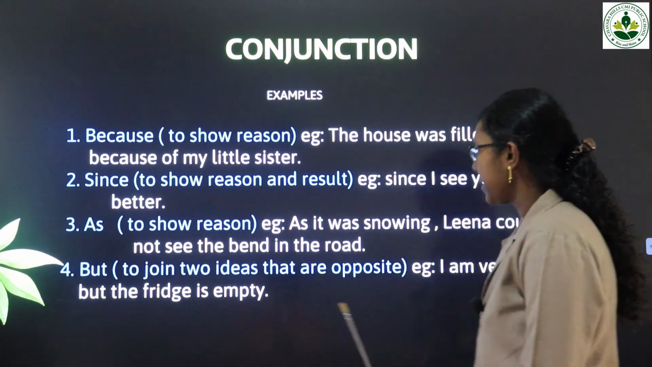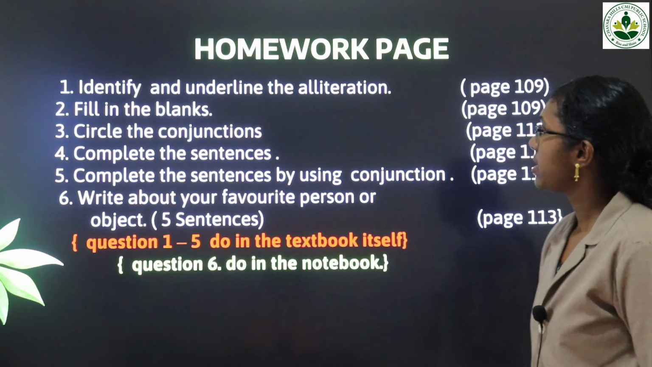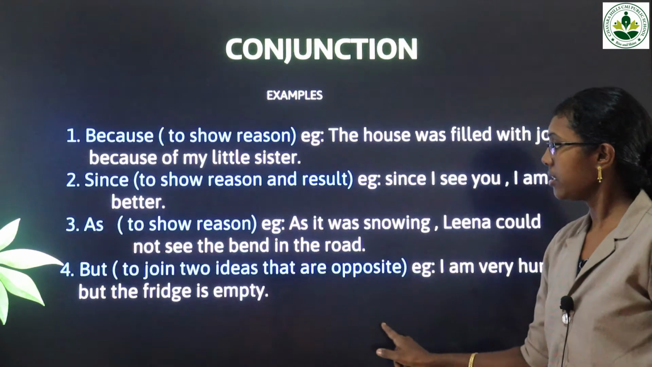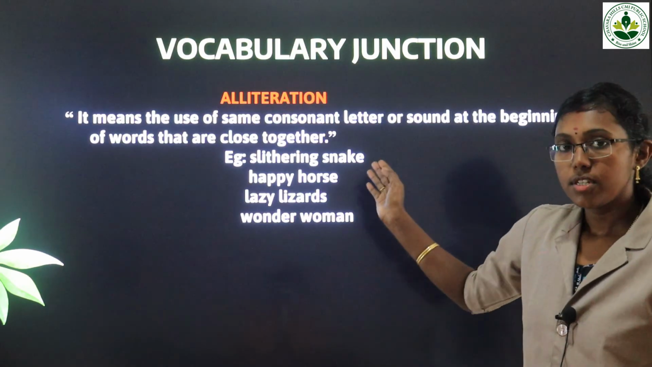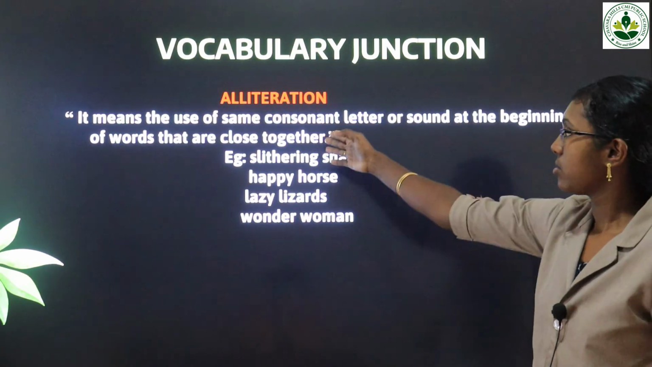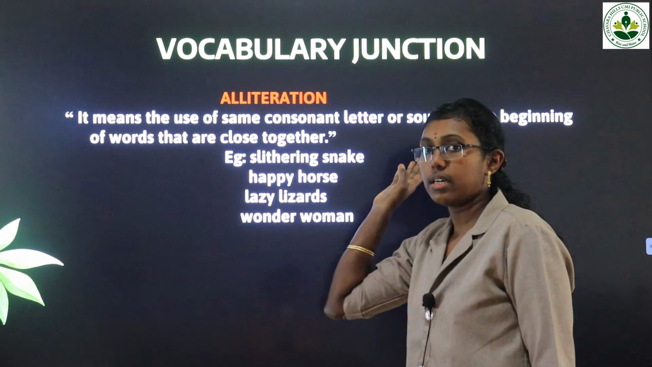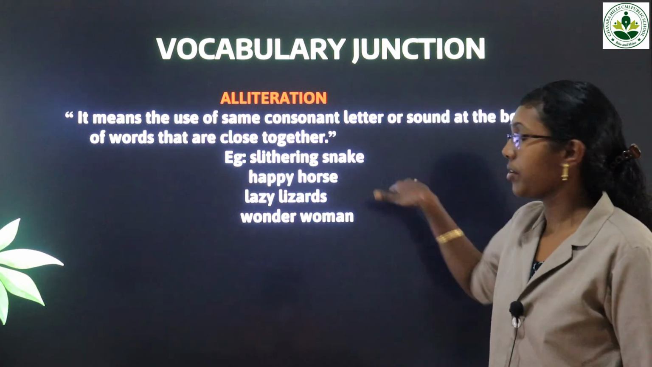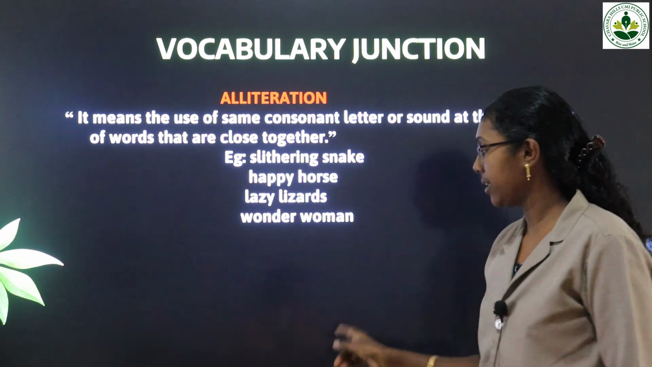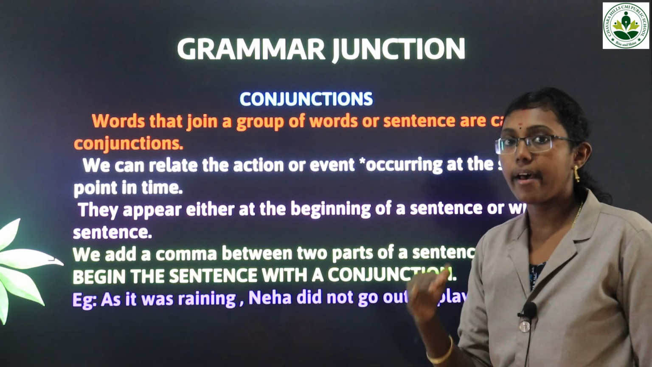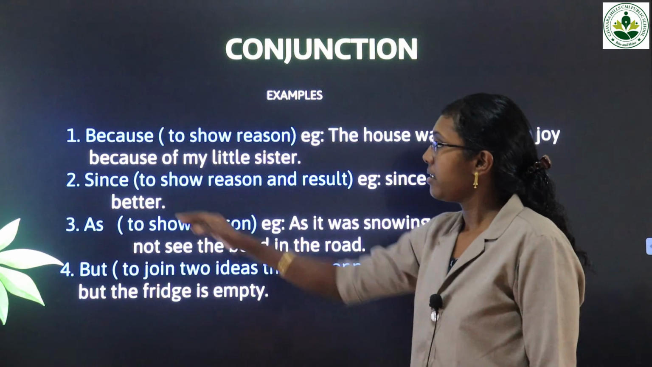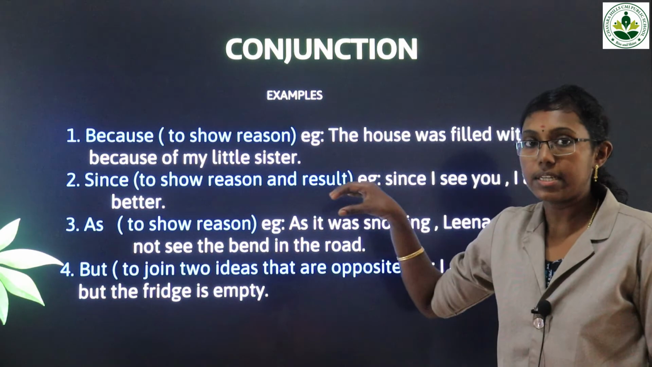Okay. Then next we can see the homework. Children, just remember what we have studied. This is important. Alliteration means what? Yes, using the same consonant letter or sound in the beginning of words that are close together. And what are our conjunctions? Since, as and because. And because is to show only the reason.